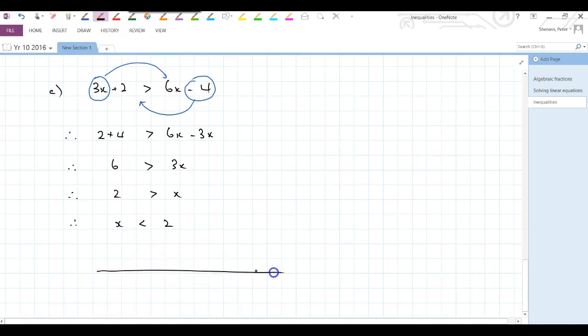We can graph that quickly. There's 2, there's 0, and less than 2, open circle, isn't it? And going that way.